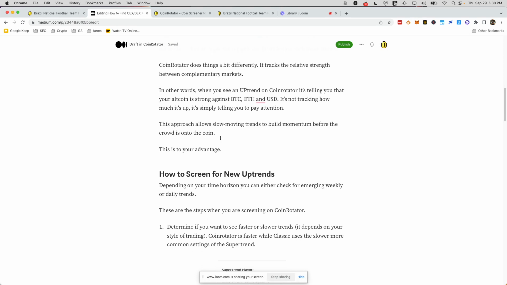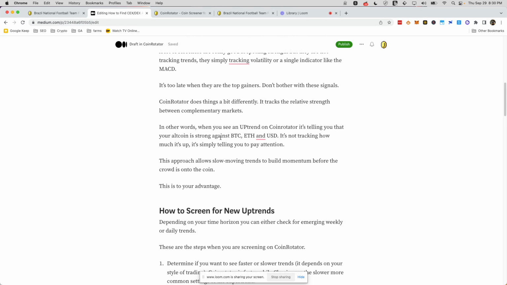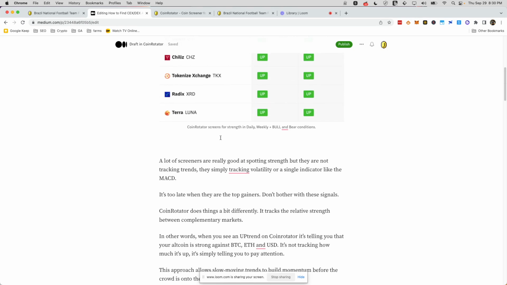So, what exactly does CoinRotator screen for, and what makes it different is that instead of screening for, let's say, MACD crossover or MACD breakout or volatility, like this coin is up 15, 30%, we're actually checking for relative strength of an altcoin against BTC, ETH, and USD. This is quite unique. I haven't seen anyone else do this in the market, and I'm not sure why, but it seems quite logical. And as I've personally been using this for quite a few years, I'm quite confident that this is a very good approach to trading trends in altcoins.